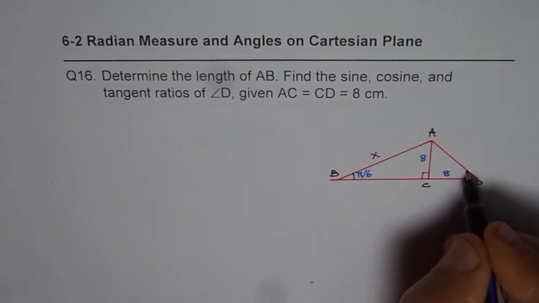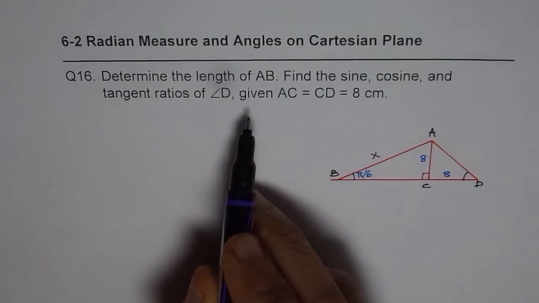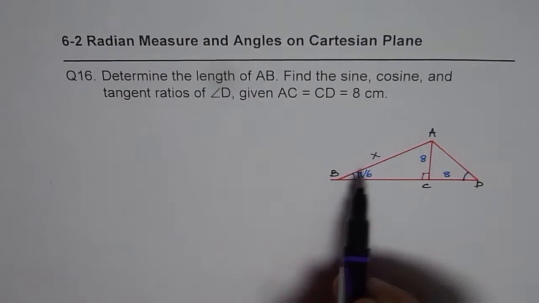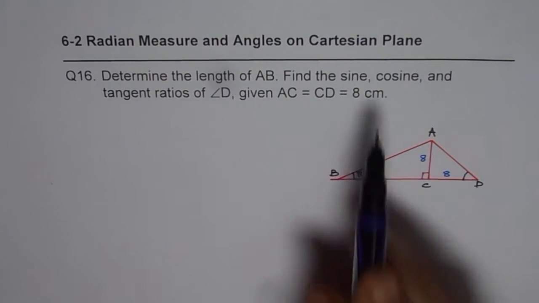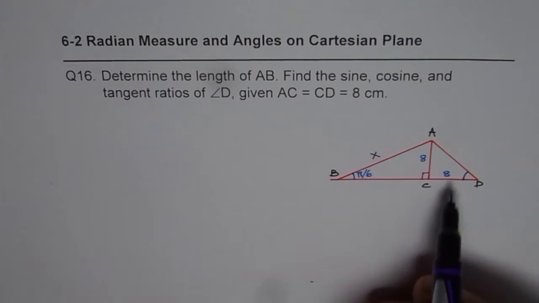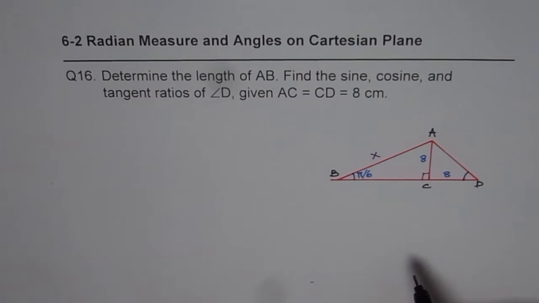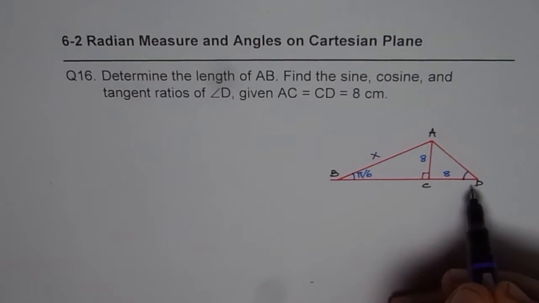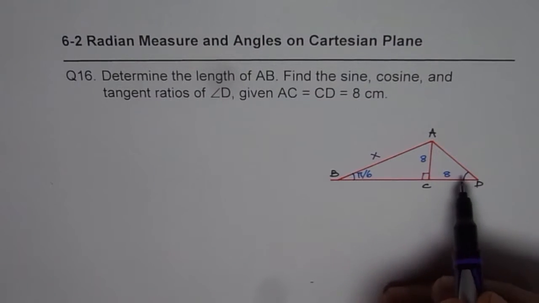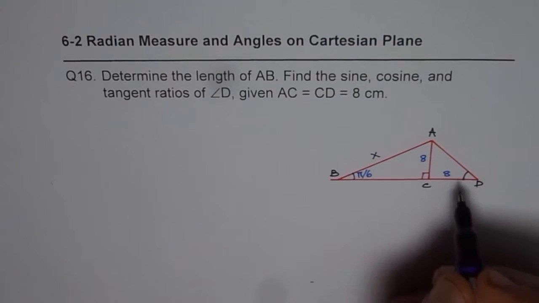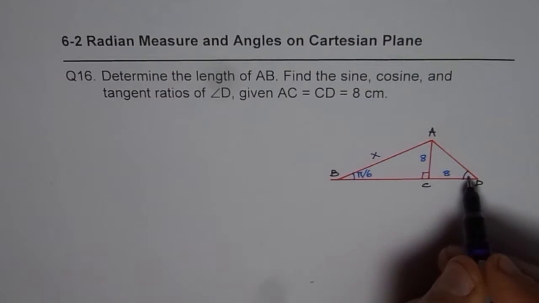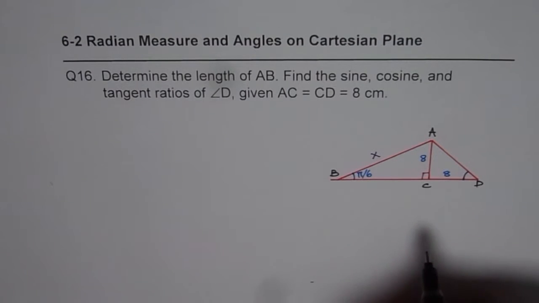So which is this angle? Given AC equals CD, which equals 8 centimeters. So I have written 8, all the units are in centimeters for length, right? Now we can find angle D very easily since this is a right triangle and we have two equal sides. So that suggests that this angle should be 45 degrees, correct?